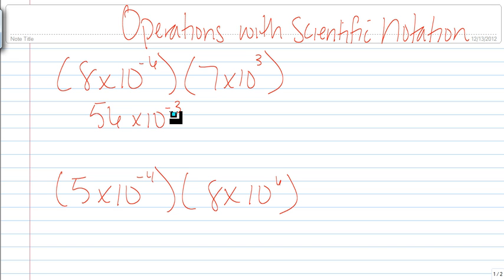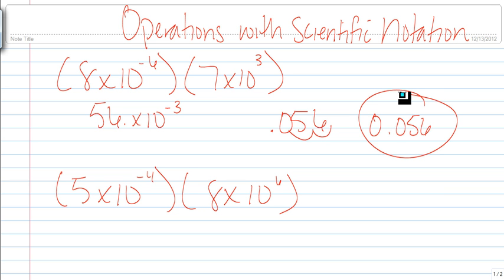Now what we want to do with this is put it into standard form. So we're going to go all the way down to standard form. My decimal is here at the end of the 6. Because it's a negative 3, you're going to have to move your decimal to the left 3 spaces. So I have 56 and I move it 3 spaces to the left. 1, 2, and 3. So my final number is 0.056.